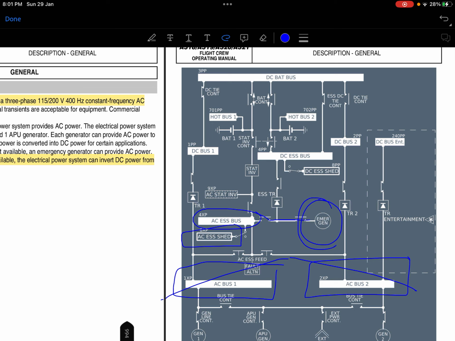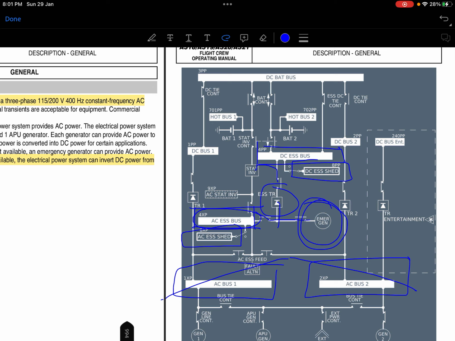This emergency generator is to supply essential users only, which are connected on these buses. And it also supplies, through the essential TR, the DC essential bus and DC essential shed. I hope it is clear now.